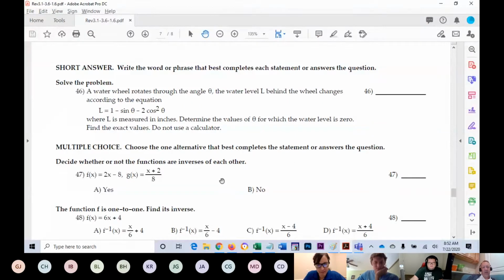A water wheel rotates through the angle theta with the water level L behind the wheel according to the equation, where L is measured in inches. Determine the values for theta where the water level is 0. Find exact values. Do not use your calculator. I wonder if I can copy that. Can I copy that?